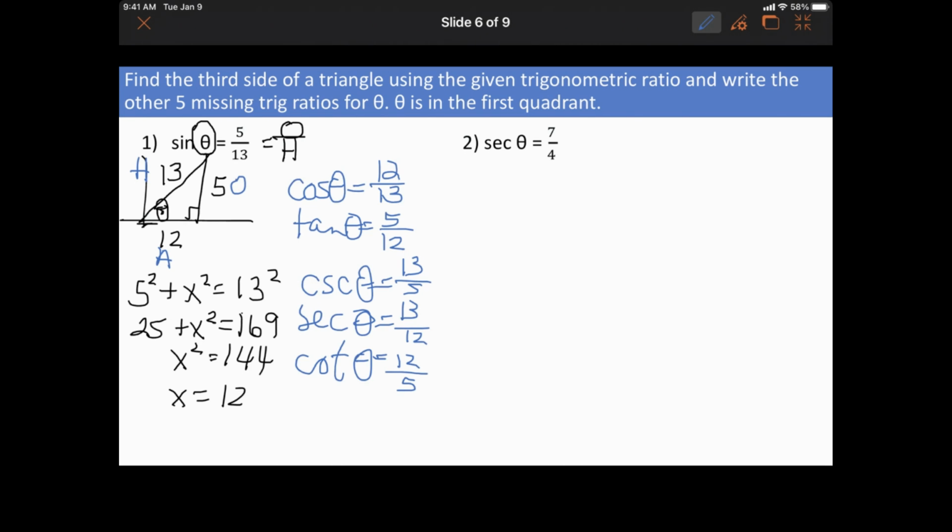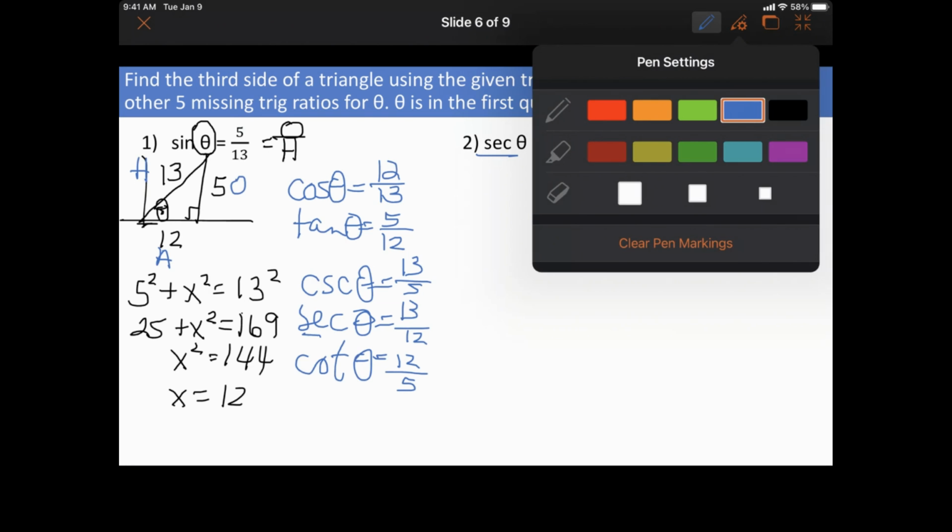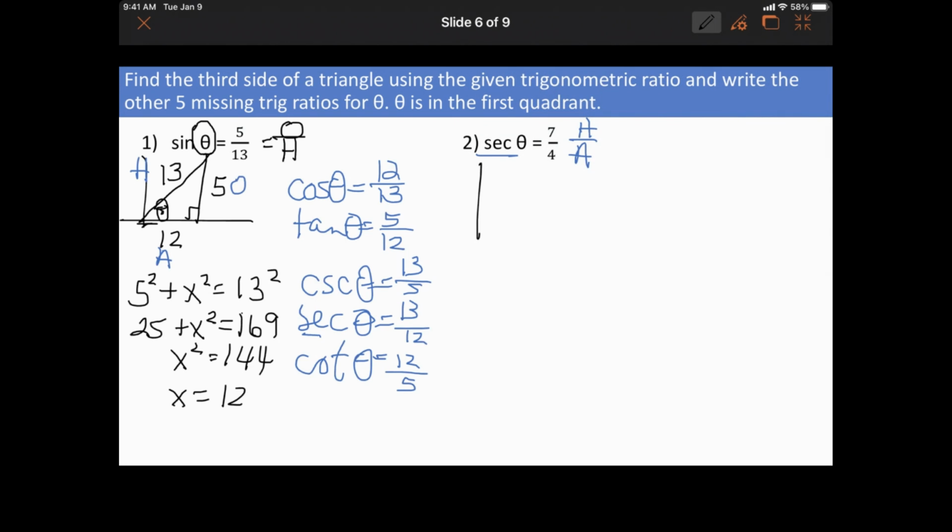Now for our next one, this is secant. So now you have to remember, what is secant? Secant is hypotenuse over adjacent. So I'm going to draw a triangle again, first quadrant. My hypotenuse now is 7, and my adjacent is 4.